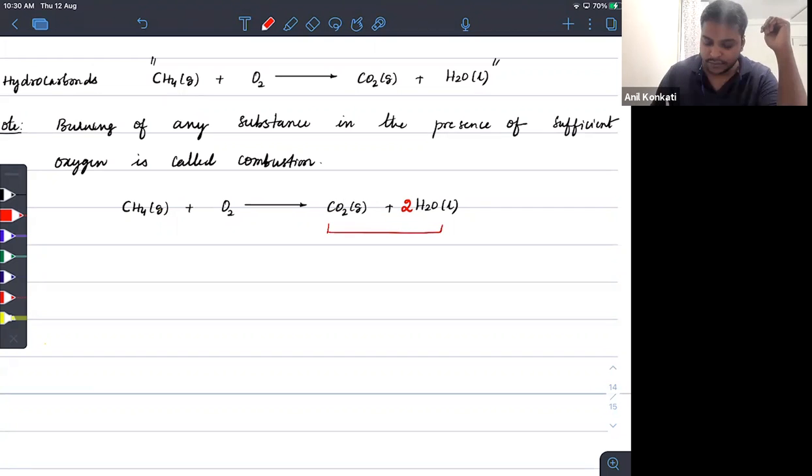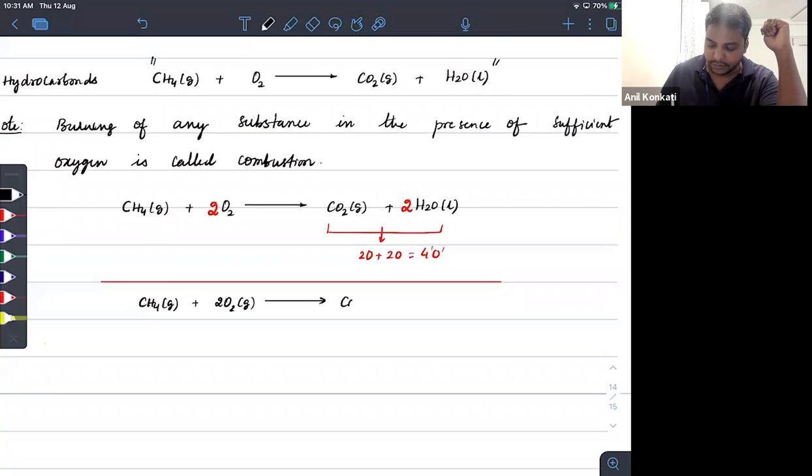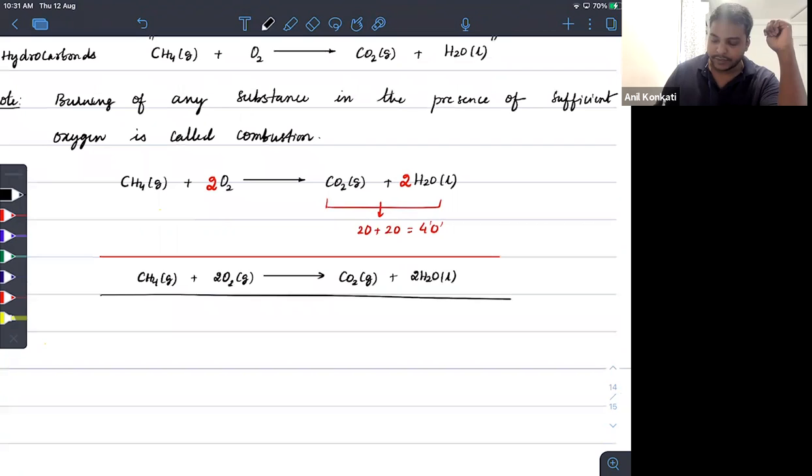Now we will count the total oxygens in this. How much is the total oxygens we have? 2 oxygens here with carbon dioxide and 2 oxygens with water. So total 4 oxygens present. And on the left hand side, it appears like there is only one O2. So to make it 4 oxygens, I need to multiply that with 2. So therefore, now the overall reaction is going to be CH4 gas plus 2O2 gas giving us CO2 gas plus 2H2O liquid. Okay, so this is the balanced equation.